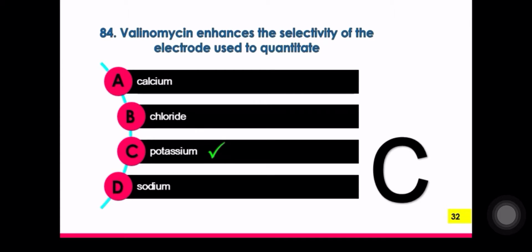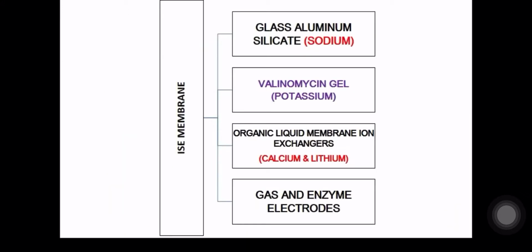So, analyzers fitted with ISE contain potassium electrodes po with liquid ion exchange membranes po that incorporate valinomycin po. It is a carrier, an ionophore, a neutral carrier po that binds potassium in the center of a ring of oxygen atoms po.